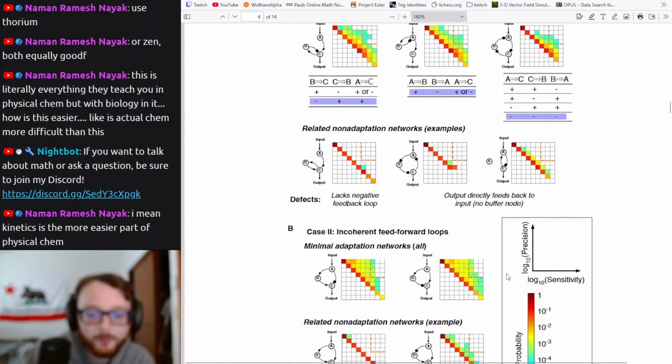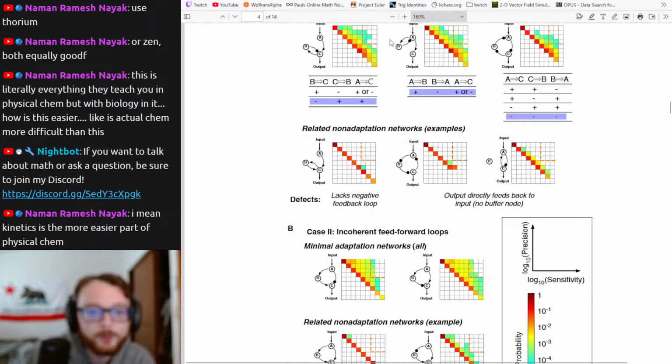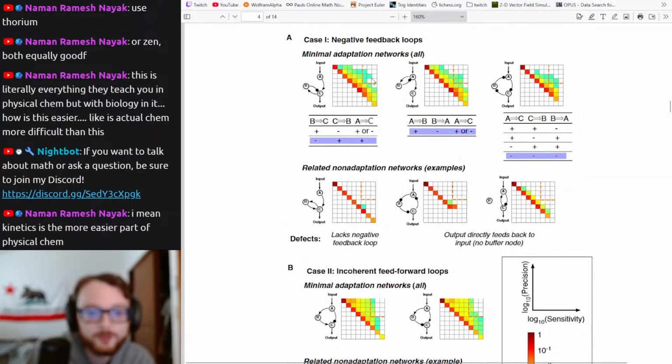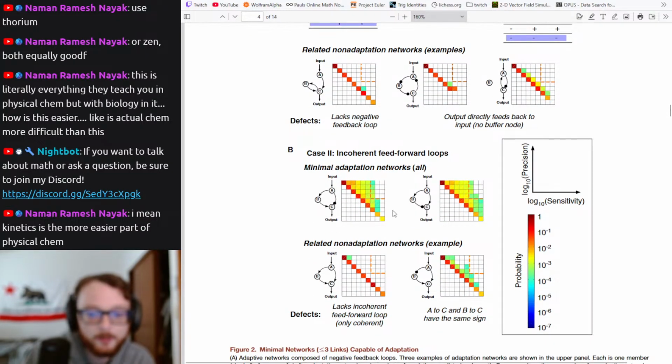What is that color? It's probably around 10 to the minus 3 or 10 to the minus 4. Still not a very high chance, but some chance of adapting. Looks like these ones are in a lot better situation.